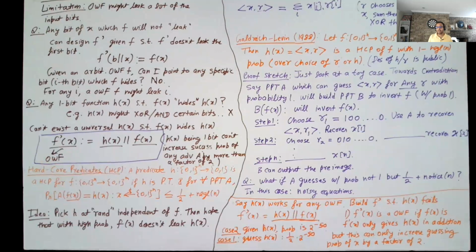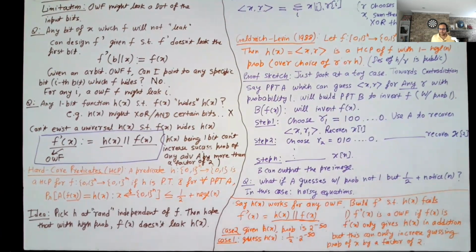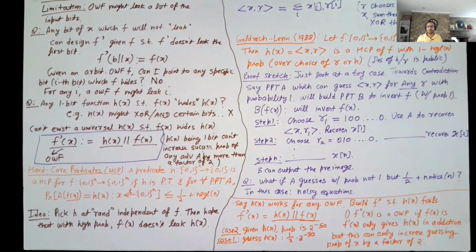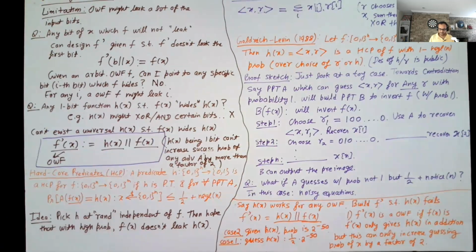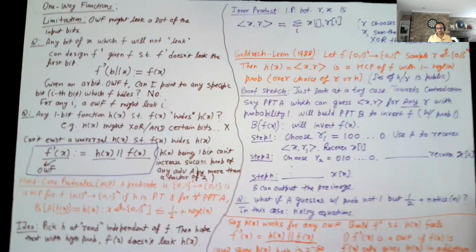And the reason we were failing earlier is because your f prime was actually dependent on h, right? And now in the Goldreich-Levin theorem, what they did was you fix F first and then you choose H, right? So H and F, they are independent in some sense, and that's why we were able to succeed. Any other questions?